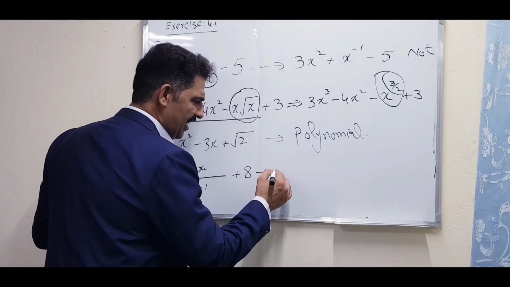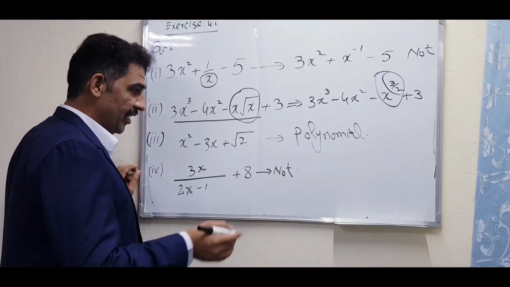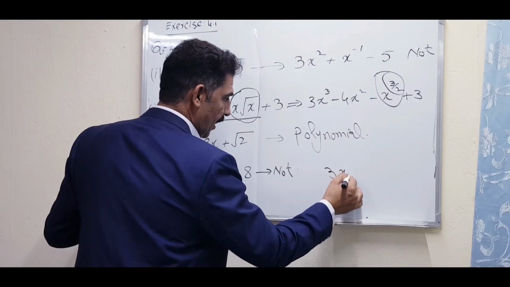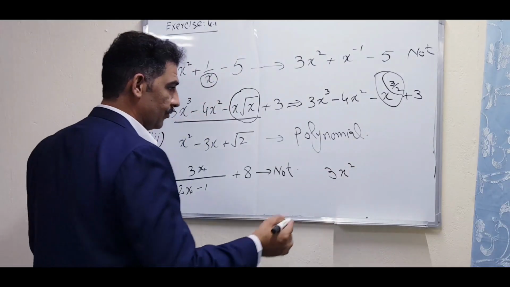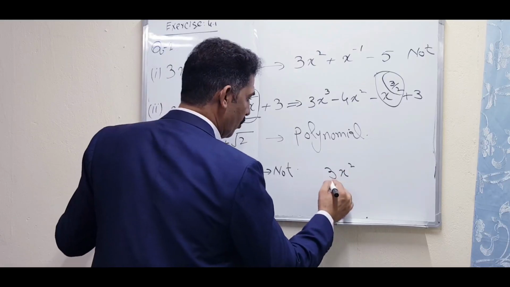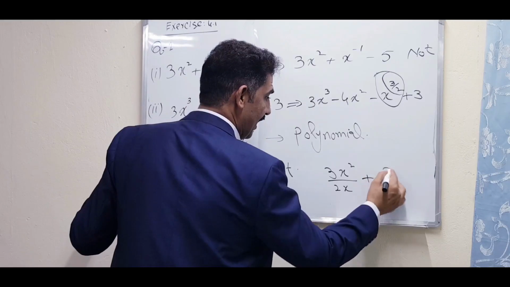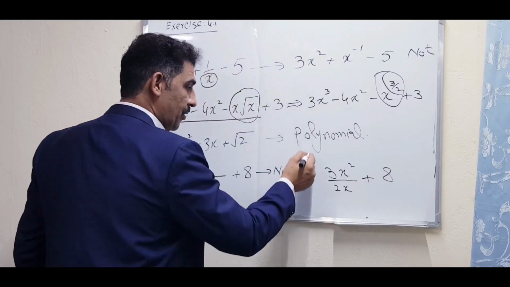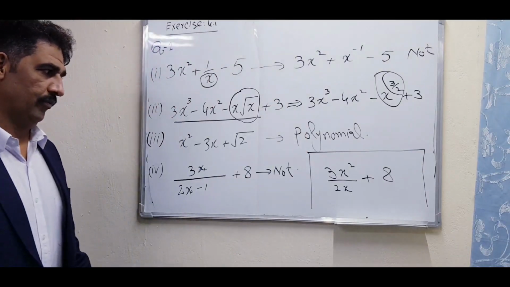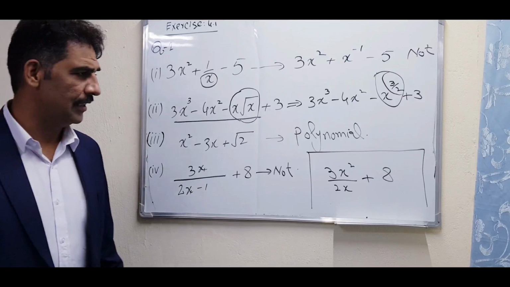I want to change a little bit, and after that I want to ask the question. If I change this question like that, 3x square over 2x plus 8. Now what about this? This is your target, challenge. Not a challenge, but simple. Is it a polynomial?